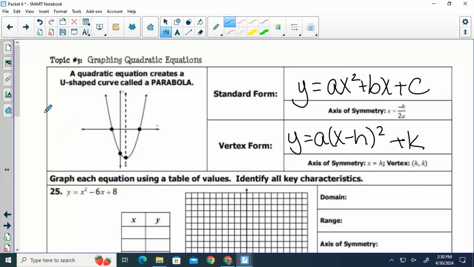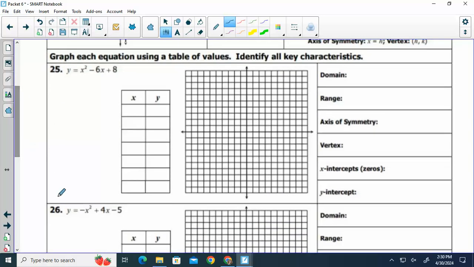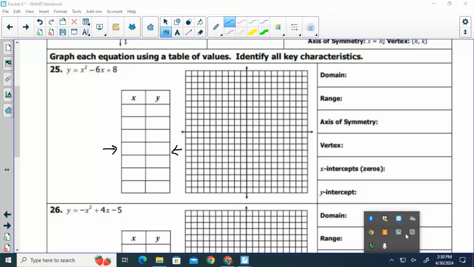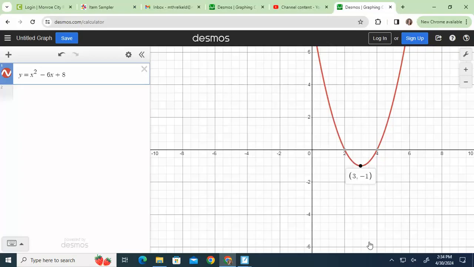All right, so look at 25. If I ask you to do the table of values, we always went to the middle of this table and we put in the vertex. So we had to find the vertex. Now when we were doing it in class, I made you do the formula to work it out, but we know we have Desmos. So why don't you guys plug this into Desmos for me? So we can use Desmos for the vertex and for those zeros.